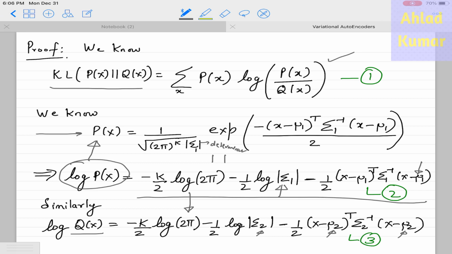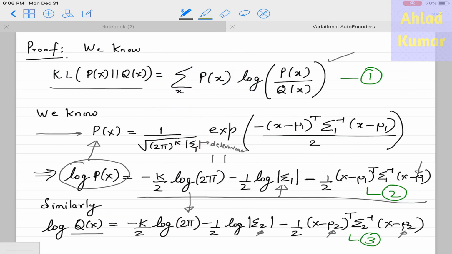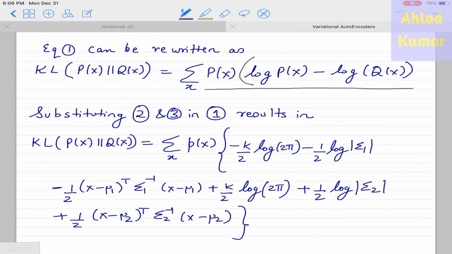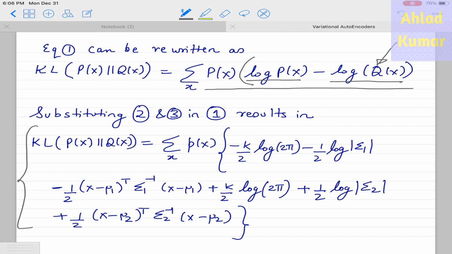Next, we will rewrite equation 1 in terms of this expression, and it's very easy. We are using an identity, which is log a divided by b is log of a minus log of b. Using this you can write equation 1 as log of Px minus log of Qx. Now you have to substitute the values that we derived in the earlier slide for log of Px and log of Qx over here, and then you will obtain this expression.